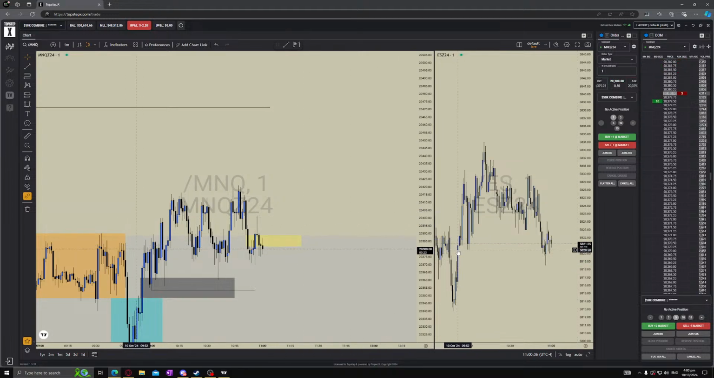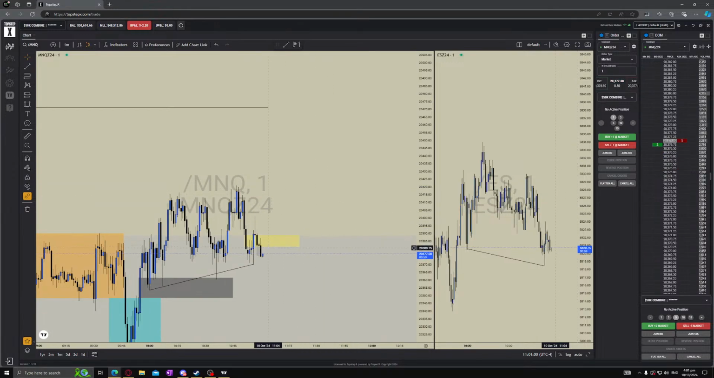So we respected it. Let's wait for some type of SMT. Right now we have one actually, this one with this one. But I would still wait a little bit more. This could be our breaker actually. We could enter here if we start to get some momentum.